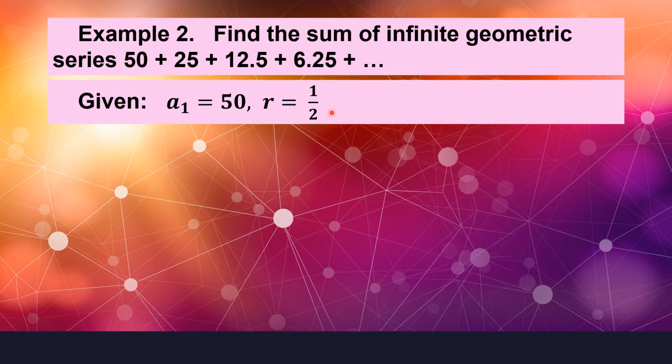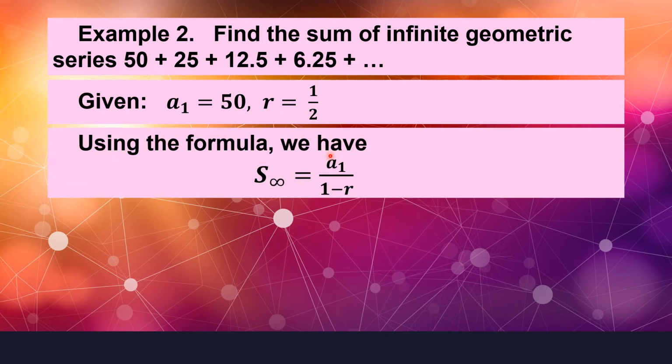Why 1/2? Because if we divide 6.25 by 12.5, the answer is 1/2. 12.5 divided by 25 is still 1/2. And 25 divided by 50 is 1/2. Thus, the common ratio, or R, is 1/2. Using now the formula, just substitute the given.